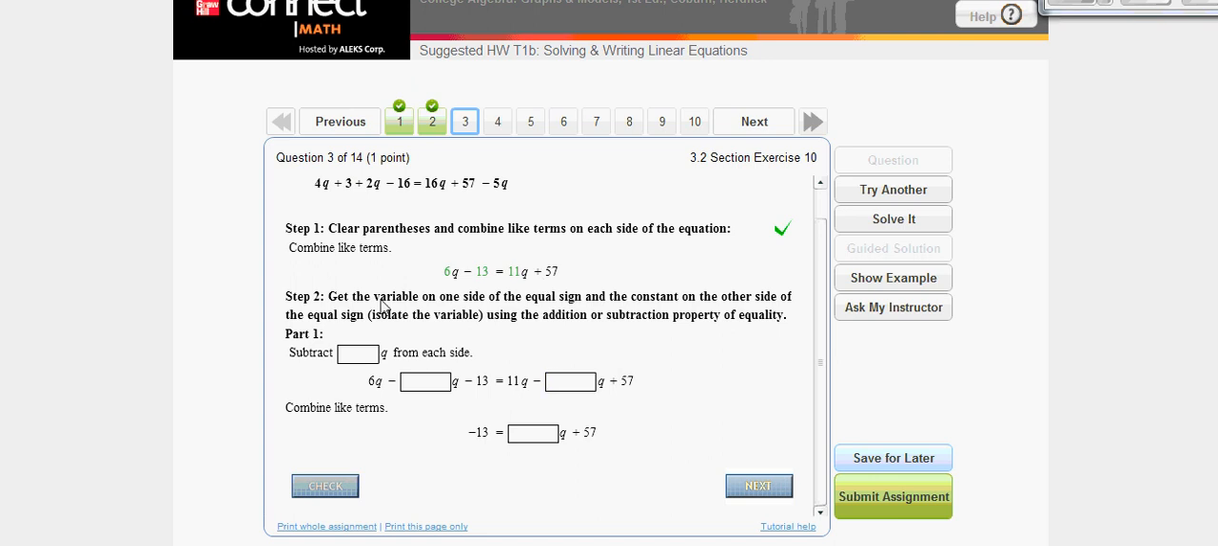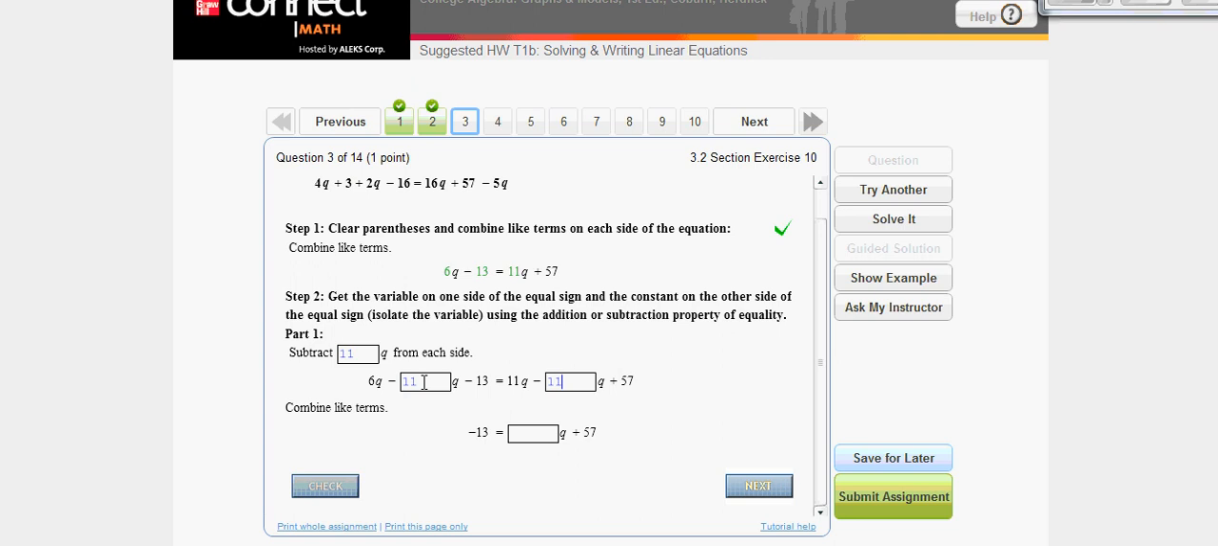Alright, so now let's go on to the next one. Get the variable on one side. So it tells me what to do, step by step. Get the variable on one side of the equal sign and the constant on the other side of the equal sign. Basically, you're trying to isolate the variable using the addition or subtraction property of equality. So we're going to subtract 11q from each side. So that's going to be an 11 right there, and that's going to be 11 right there.